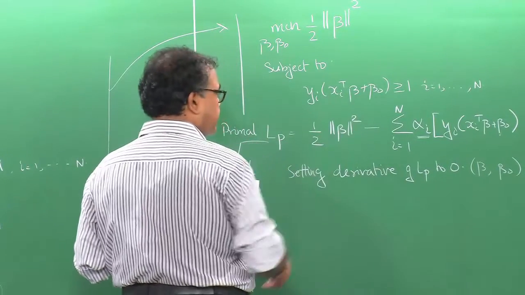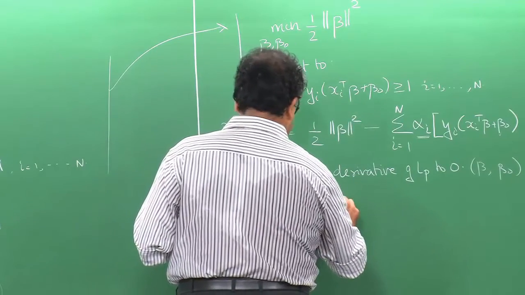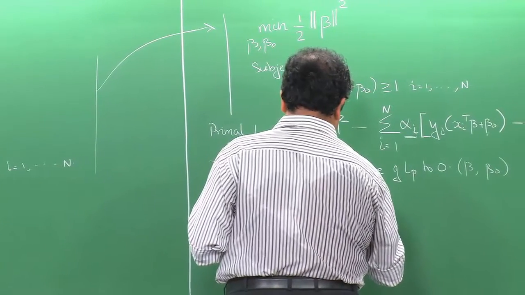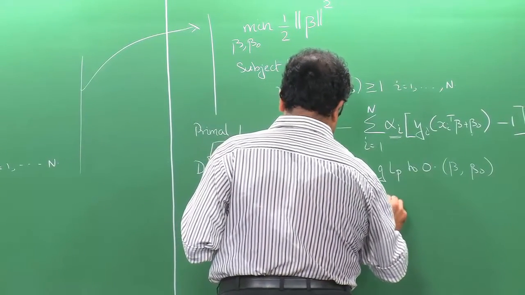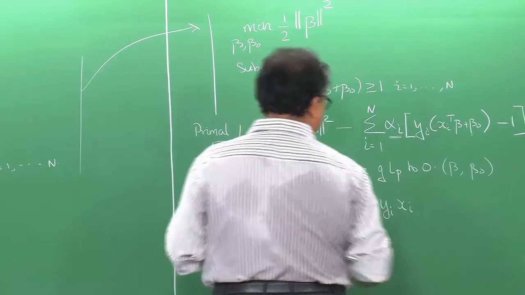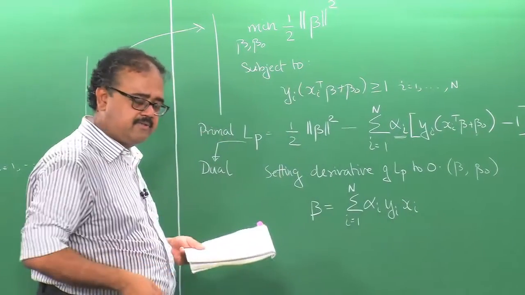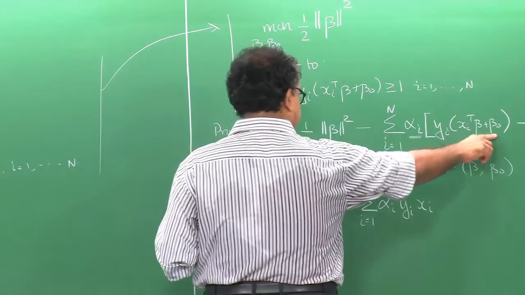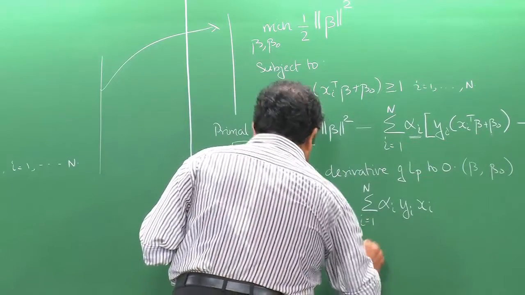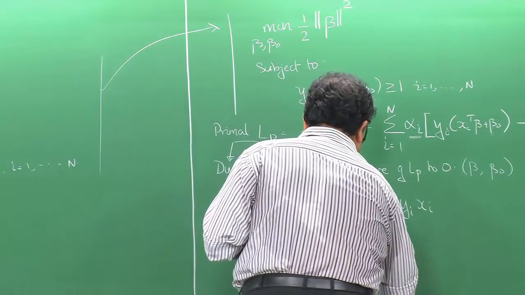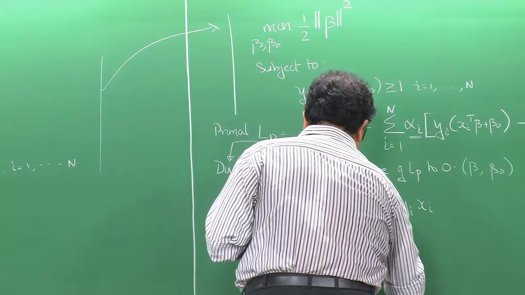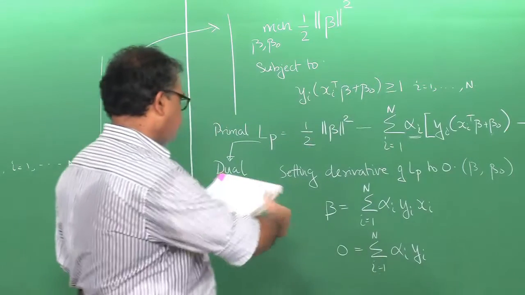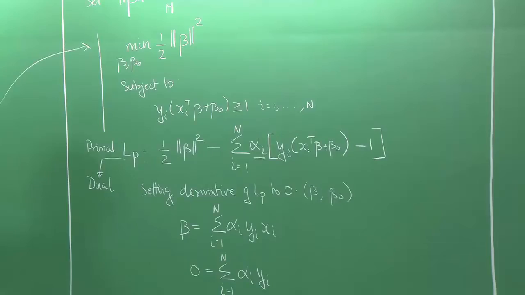So, taking the derivative with respect to beta and setting it to 0 and solving for beta gives me, you can figure that out by a little bit of algebra here, right. Likewise, setting that derivative with respect to beta naught to 0 and solving it gives me, right.